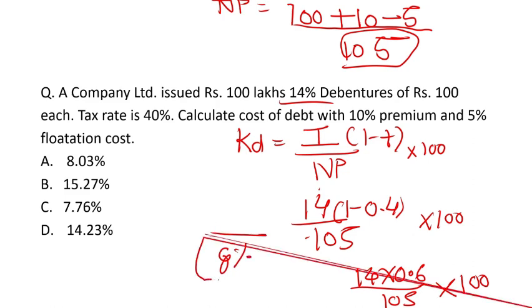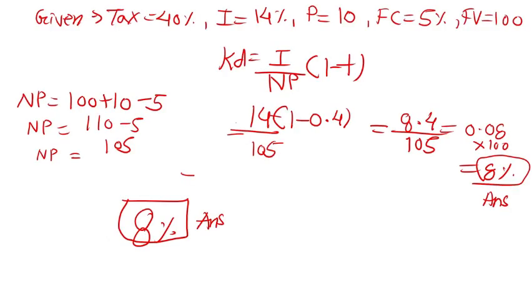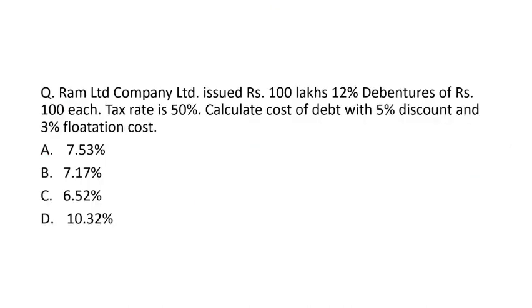8% is not mentioned here, but an approximate answer, that is 8.03%, is mentioned here. So option A will be right, that is option number A, 8.03%. Okay, so I hope you have got the question. If you haven't, you can take a screenshot of this slide. Everything is mentioned here properly.